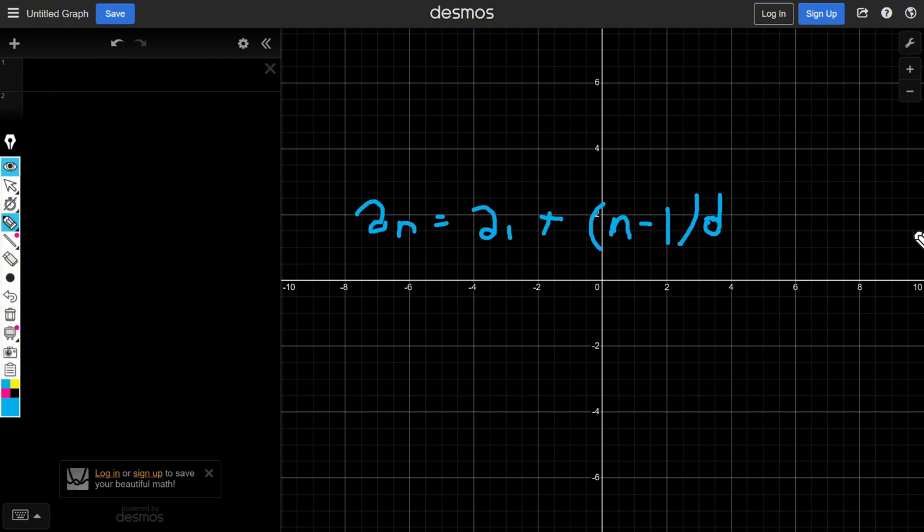You can see right here for arithmetic sequences, you have a of 1 plus n minus 1 in parentheses times the common difference d. Now obviously this is given to you and I already explained what these things mean, so I don't need to really go over it, but just know this is the formula for that. And for geometric sequences, you have a of 1 times the common ratio to the power of n minus 1.